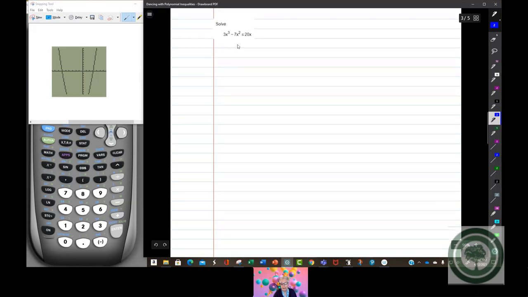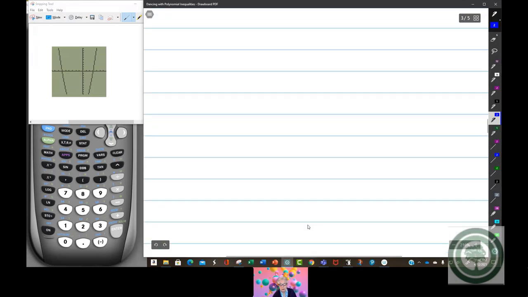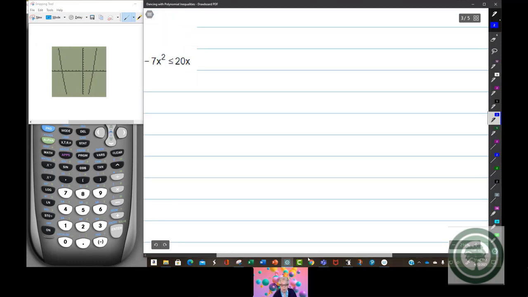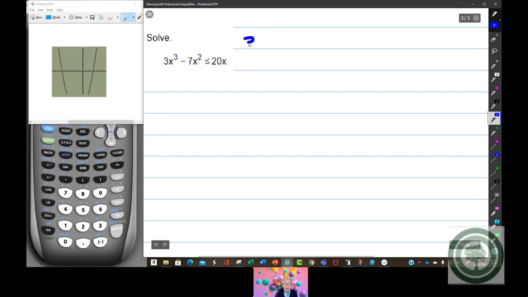Here we've got a cubic. We've got 3x to the... I always do that. So I should just accept it. 3x to the third minus 7x squared is less than or equal to 20x. Meaning, you already know this, but it's nice to have someone repeat it.